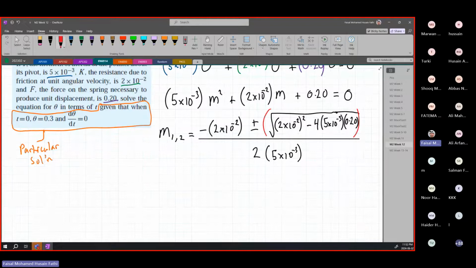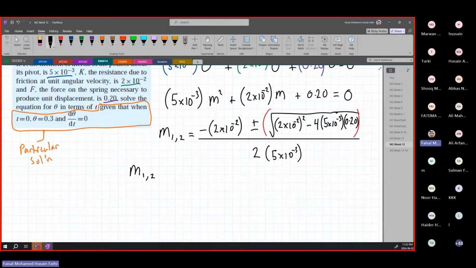So minus 4 times 5 times 10 to the power minus 3 times 0.20 is equal to, the calculator gave me a math error, which means it's a negative number. Just 1 second, let me get my other calculator. And then, again, 2 times 10 to the power of minus 2 squared minus 4 times 5 times 10 to the power minus 3 times 0.2. And then this gives me a negative value under the square root.